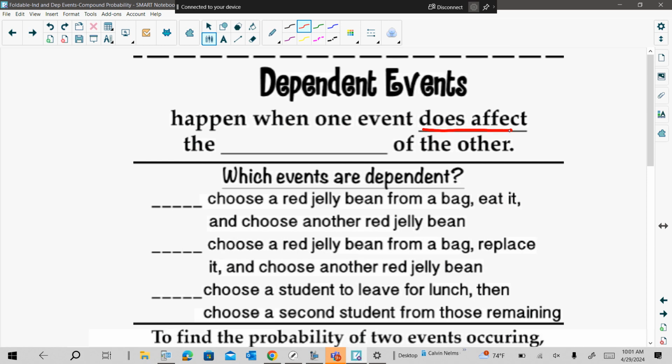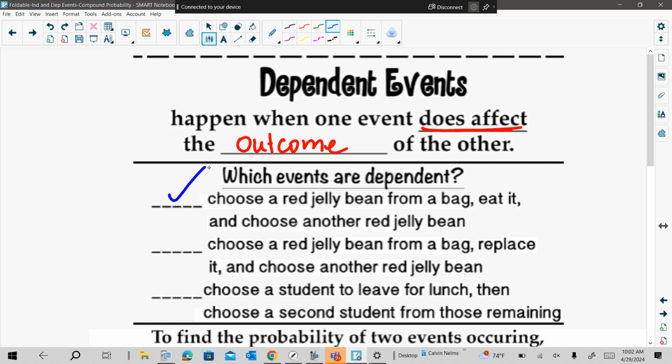they've already underlined here, the dependent events happen when one event does affect the outcome of the other. So the second event is affected by the first. So if I choose a red jelly bean from a bag, eat it, and then choose another red, is that dependent or independent? Yeah, so this is dependent. Once I eat that red jelly bean, I don't have the same total outcomes or possibilities. All right, so it's going to affect the second one.